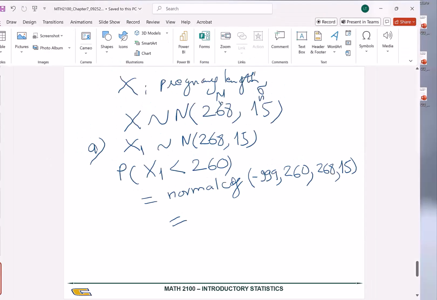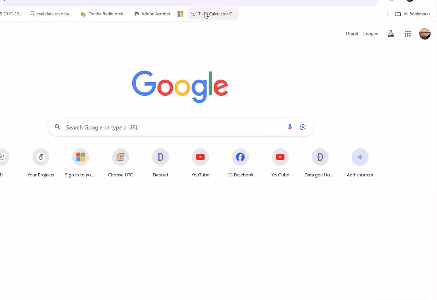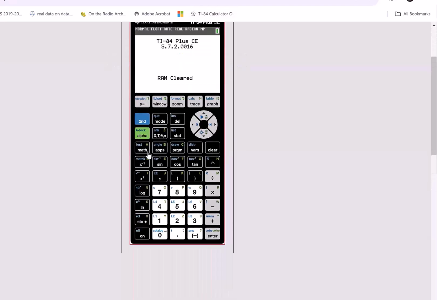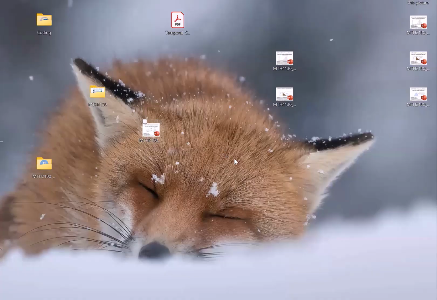So let's do this together. Part A. Second, distribution, normal CDF. The lower bound, they put something small already, we don't need to take care of that. 260, we need 268, and that's 15. So 0.297, if you keep 3 digits. 0.297.